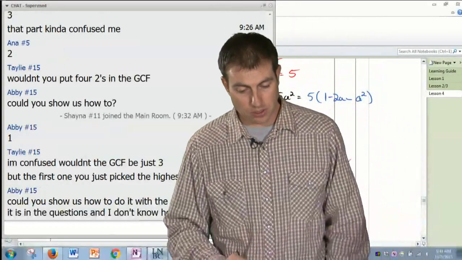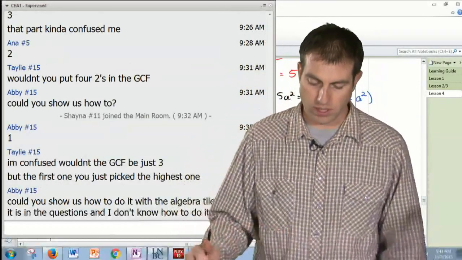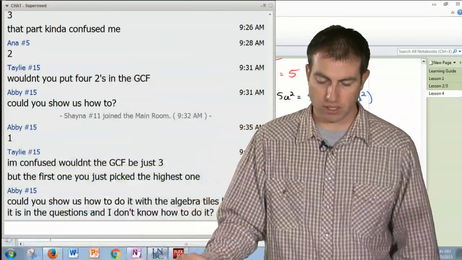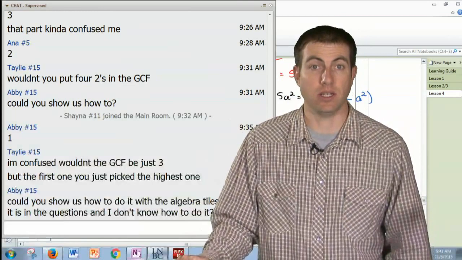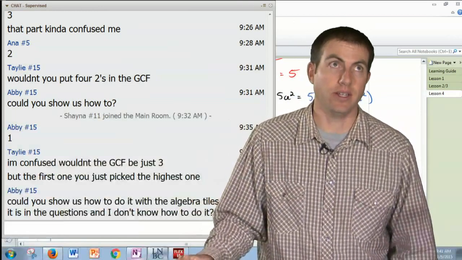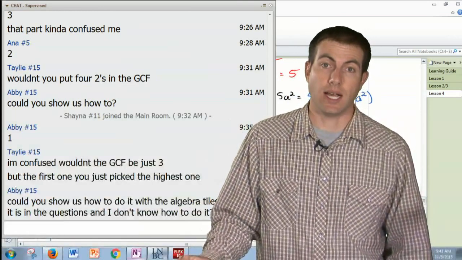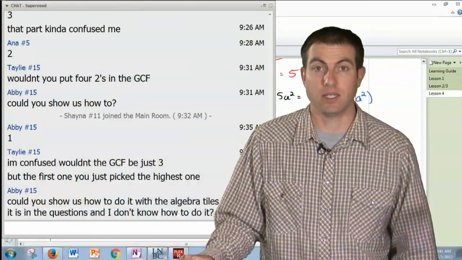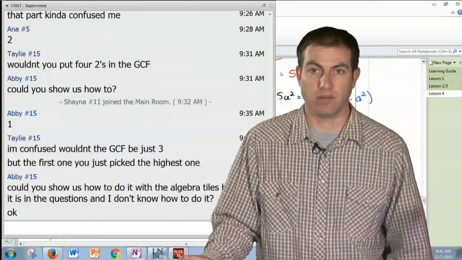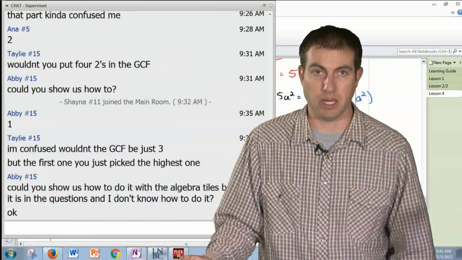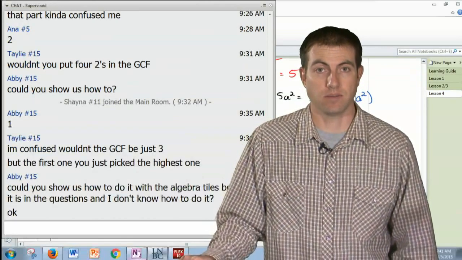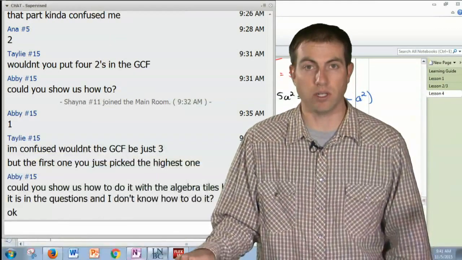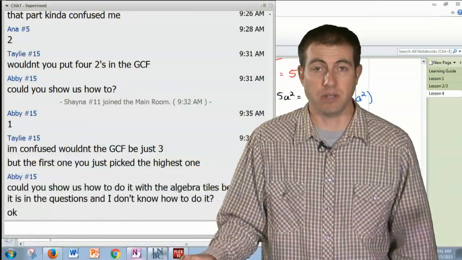Could you show us how to do it with algebra tiles, because it's in the questions and I don't know how to do it? Yes, Abby, I will show you how to do it with algebra tiles, but not today. Maybe on Tuesday's class we'll have some time to do that. It's really one of these things that isn't terribly important, and if I waste a bunch of time on it, I'd feel really bad. If you know how to factor, that's the important thing. Using algebra tiles is about the least of our worries at this point. So I'll spend maybe a bit of time on it.